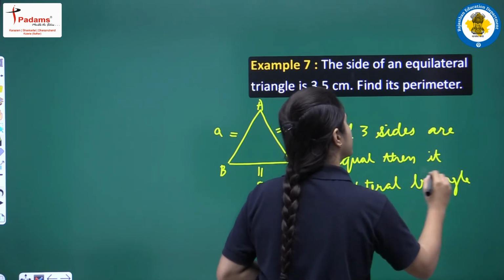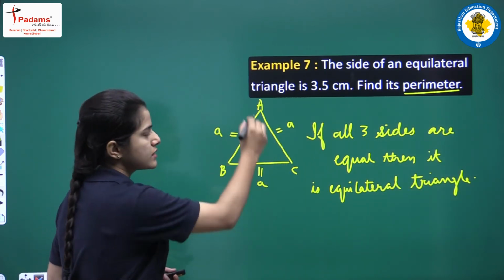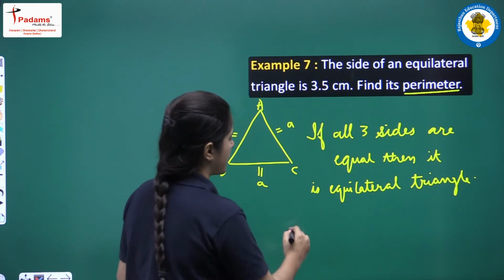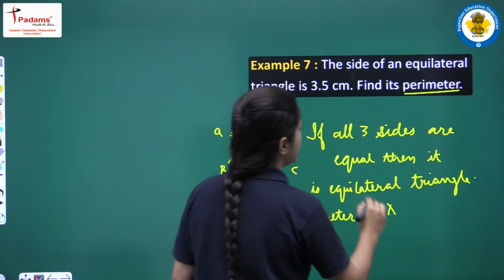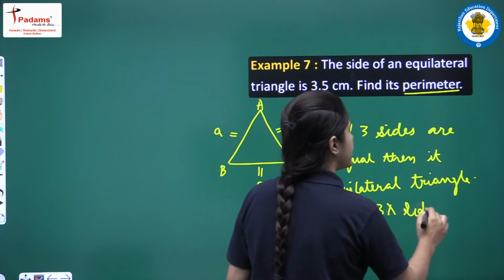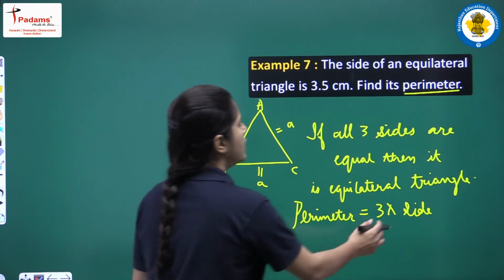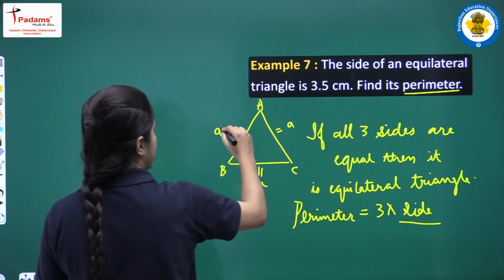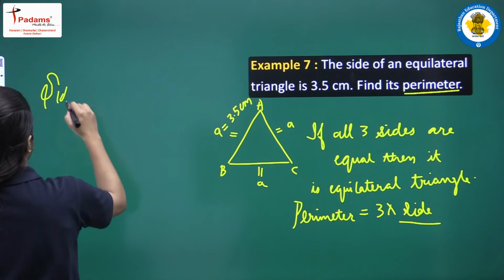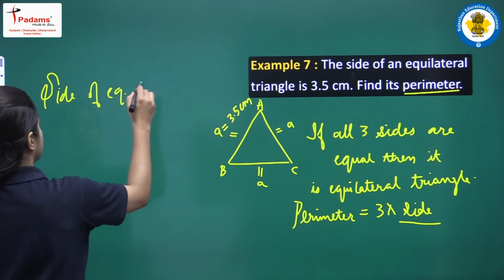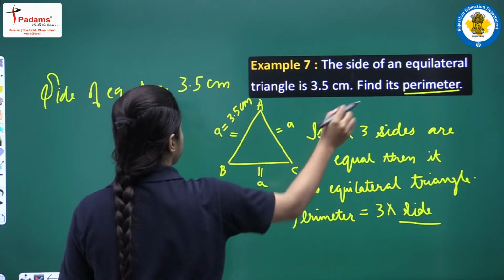And what is the perimeter of the equilateral triangle? We have to find out its perimeter, right? What is the perimeter? Perimeter is the length of the sides, right? So, its perimeter is equal to, how many sides are there, students? 3 sides are there. 3 into the side. Okay. Every side is the same, so we'll multiply 3 into the side. Alright, students. We know that the side of the equilateral triangle, that is A, is equal to 3.5 centimeter. So, we have to find its perimeter, right?